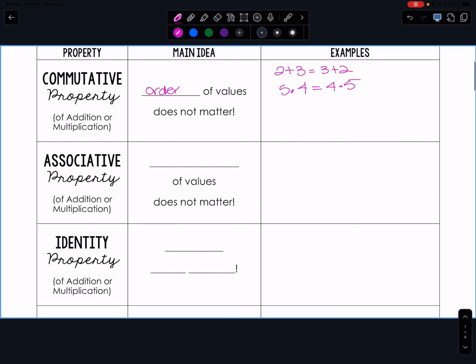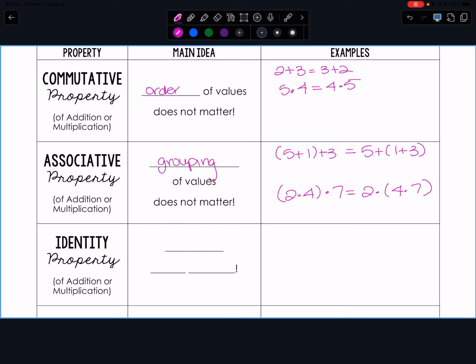Associative property: the grouping doesn't matter. So that means 5 plus 1 plus 3 is the same thing as 5 plus 1 plus 3, just moving the parentheses around somewhere. I could do it in multiplication too. Pick your favorite numbers: 2 times 4 times 7 is the same thing as 2 times 4 times 7.